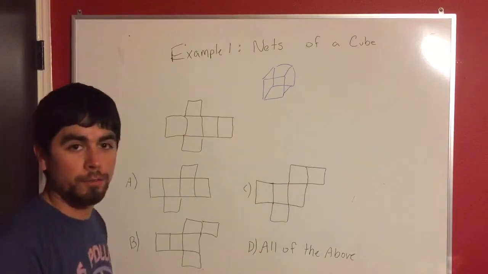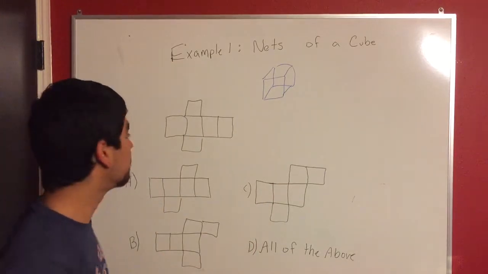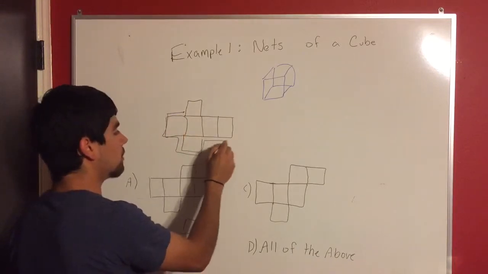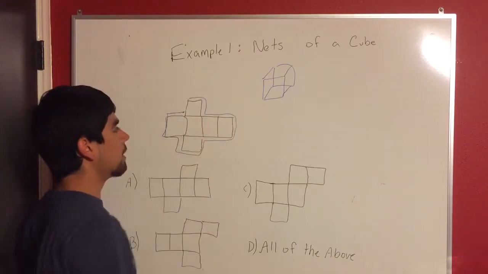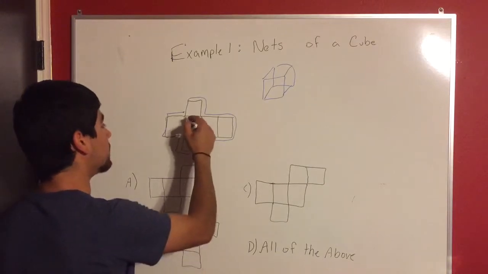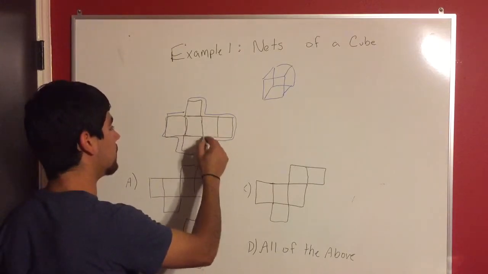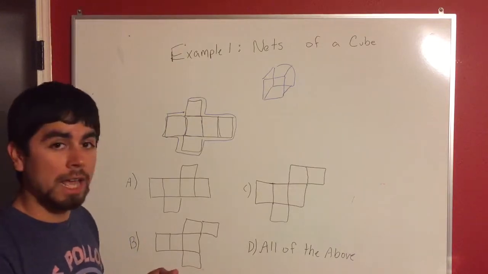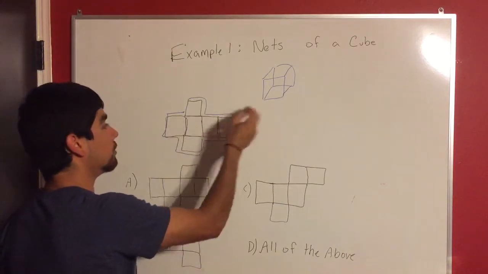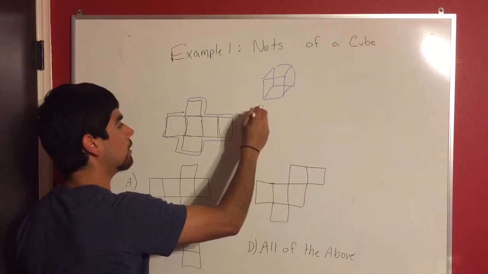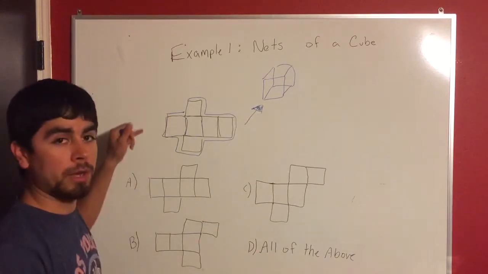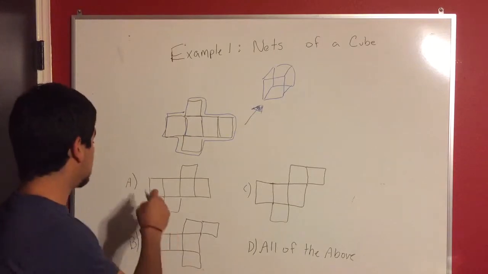The way you do that, if you have it on a piece of paper, you print it out, you cut it along the black lines, the outline, and then you fold each of these black lines. Once you put them together, you can glue the flaps, and then you'll eventually end up with one of these cubes.